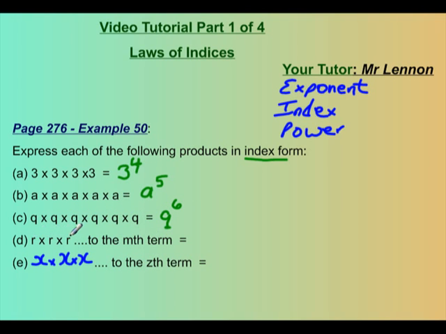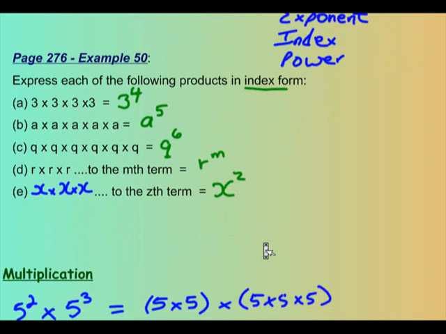Here we have R times R times R, going right up to the mth term. How many terms do we have here? 1, 2, 3, 4, up to the 4th term, the 5th, the 6th. In your textbook, you should have up to the 7th. The dots mean, and so on to the mth term. So we write R to the mth power. And X, in this case, going on to the zth power, so we write X to the Z. If you have these, then that's really good.